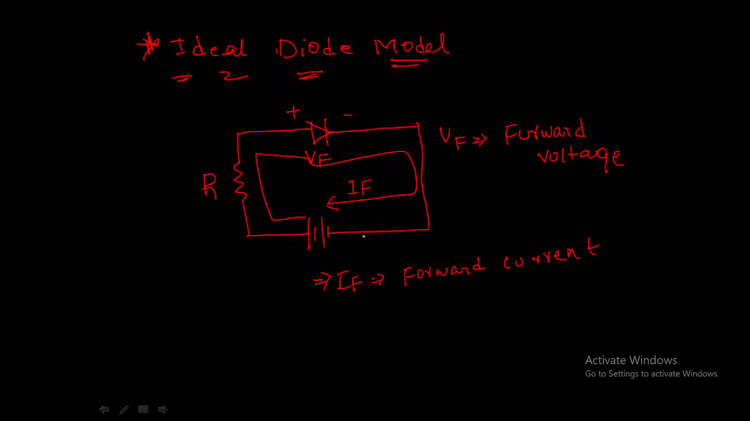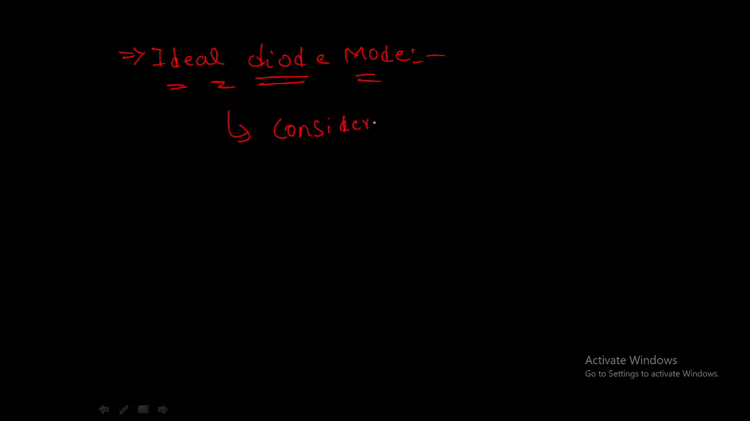The ideal model of a diode is the least accurate approximation. It is not a very accurate model, but for understanding we are going to discuss it. In the case of the ideal diode model, the diode is considered as a switch. I will write it here also: considered as a switch. In the ideal diode model, the diode is considered as a switch.